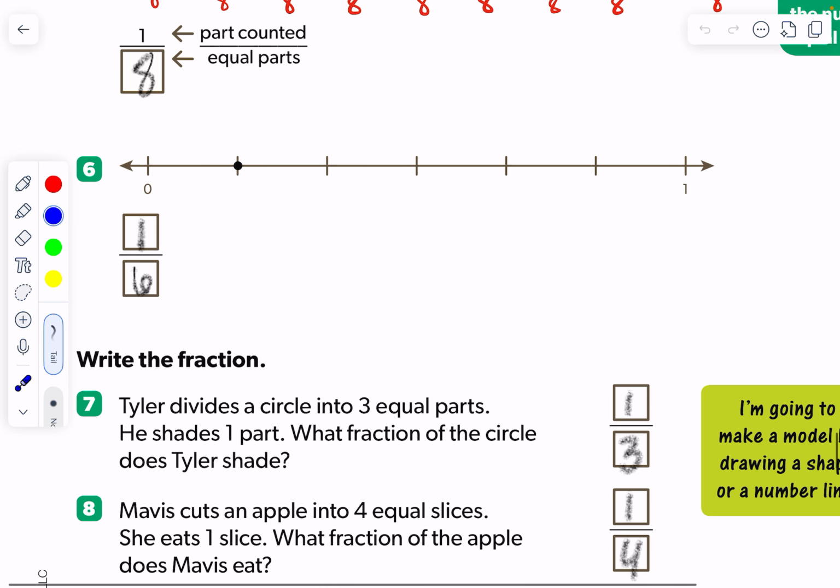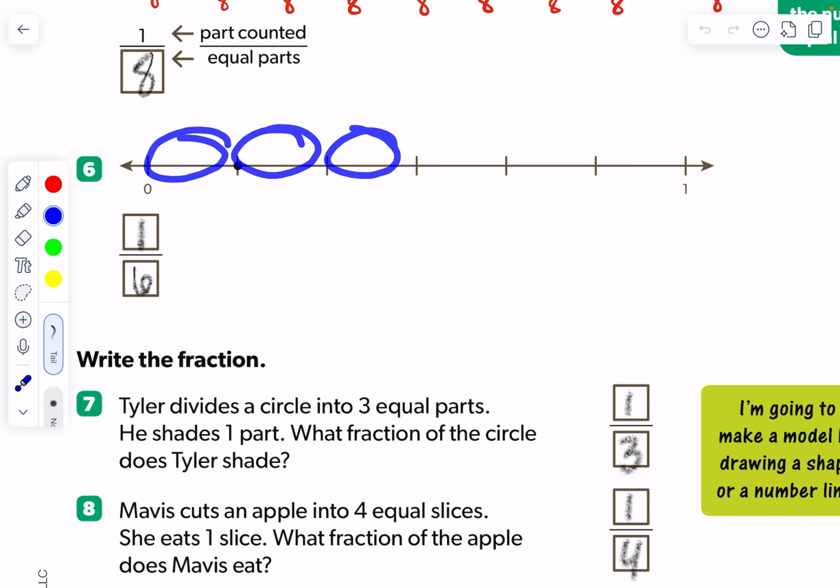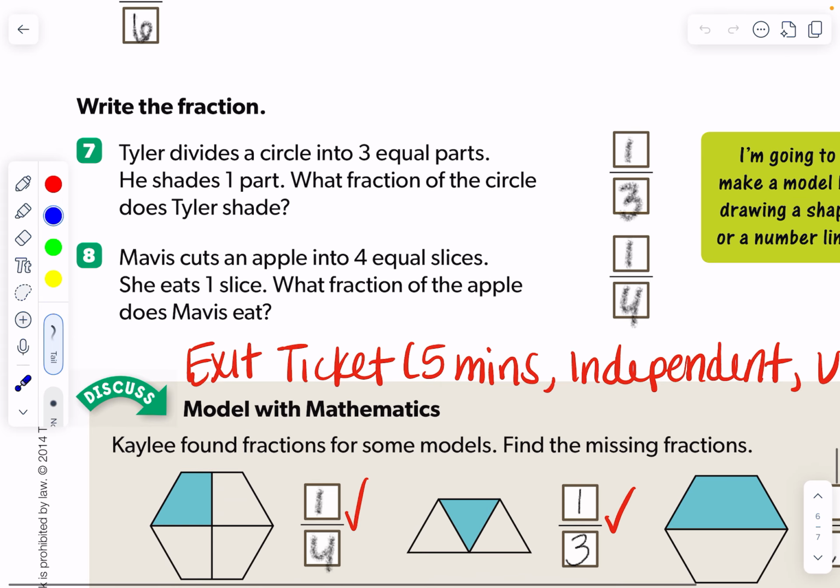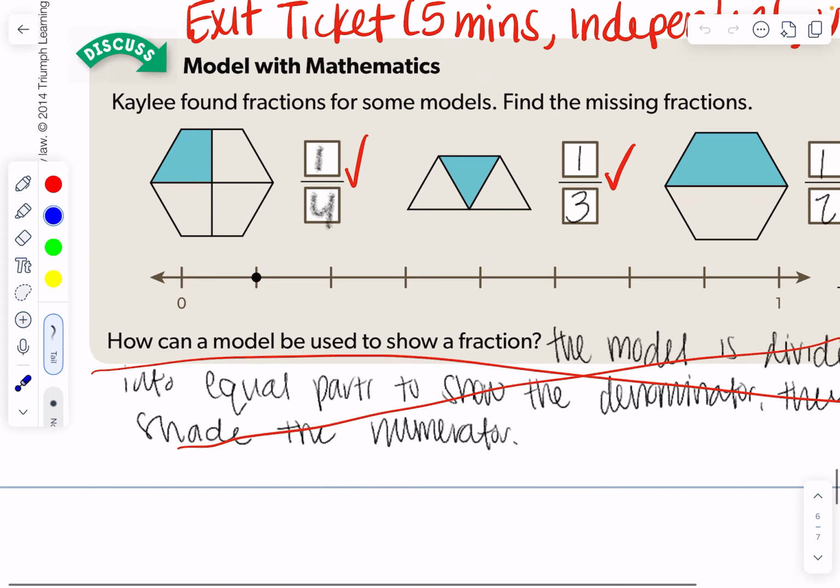Same thing for question 6. It has a total of 1, 2, 3, 4, 5, 6 parts. One whole would be equal to 6/6, meaning that this tick mark right here is 1/6.